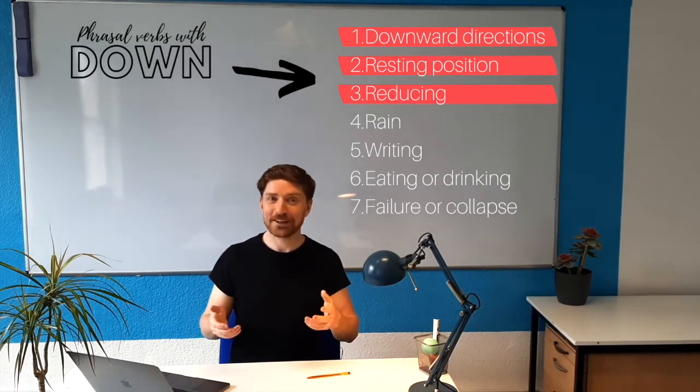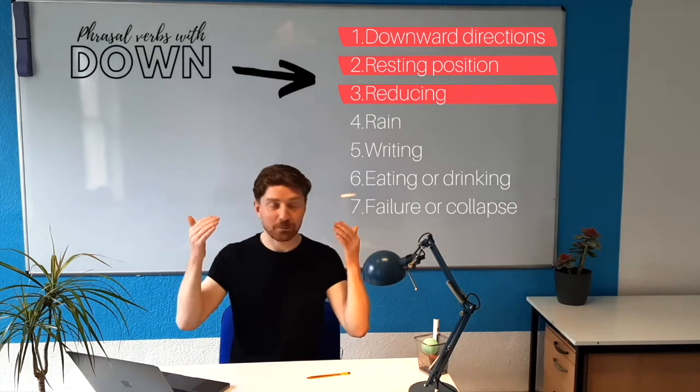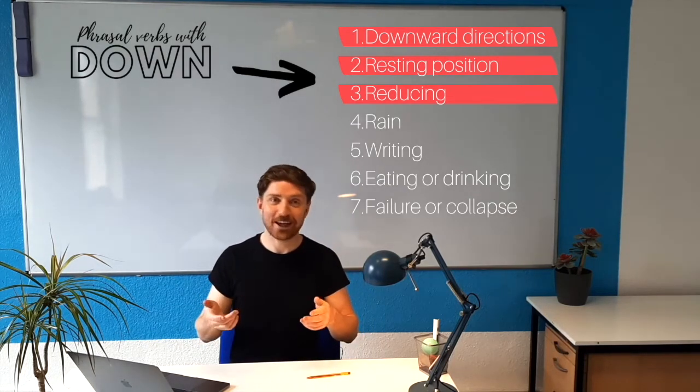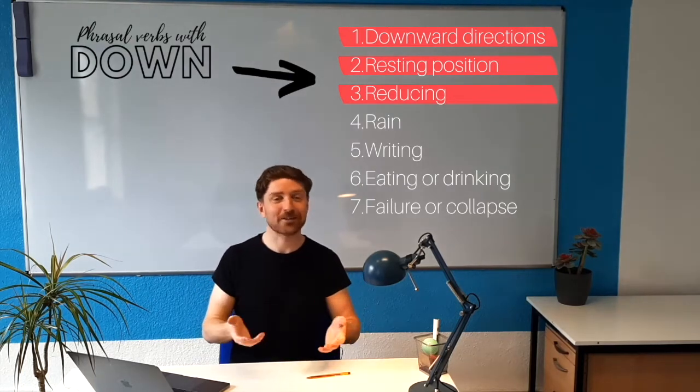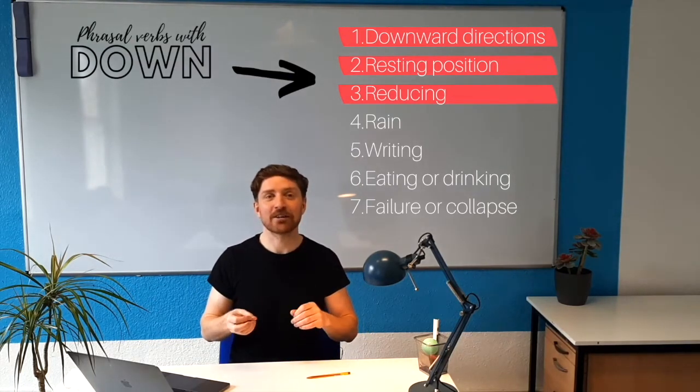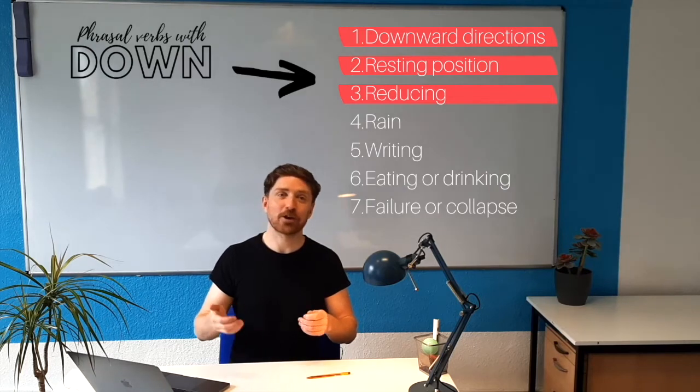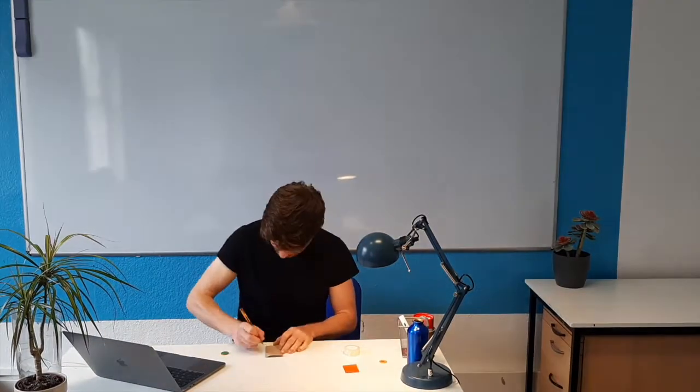We've got three meanings now. The first one was just a simple downward movement. The second one again was quite simple, so going into a resting position, so sitting down, lying down, these kind of things. And then the third one is to talk about a reduction. Okay, so we've looked at three meanings of down when we see this preposition in a phrasal verb. We're going to look at two more now.